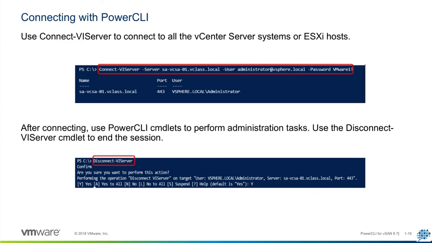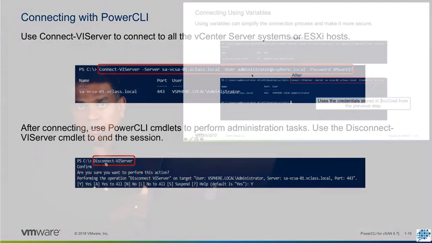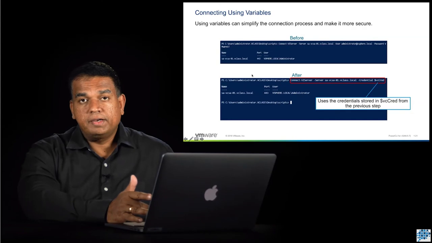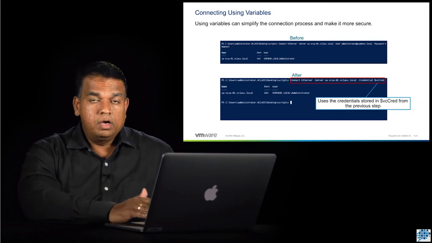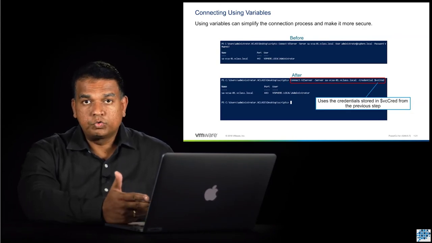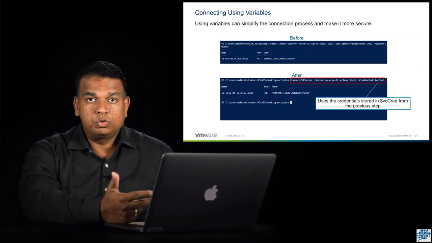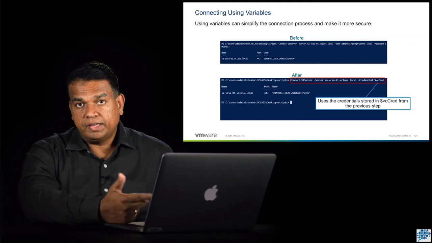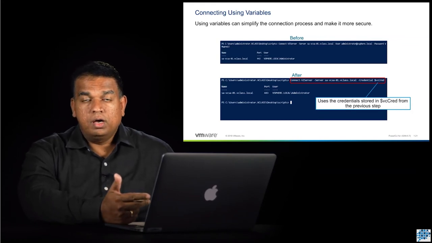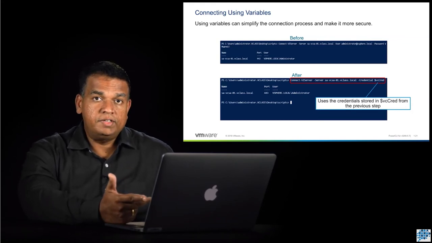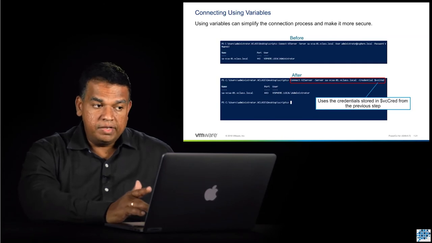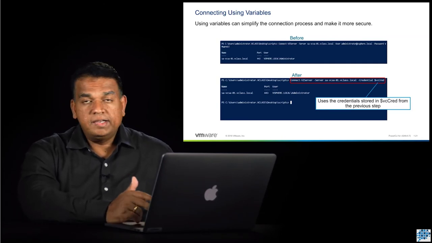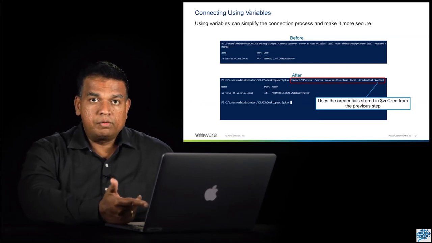without any parameters. The way of connecting we saw earlier is not very useful if you are writing a script. You don't want to specify the username and password each and every time in a script. Here we can use another feature of PowerCLI called a variable. So what exactly is a variable? A variable is a kind of placeholder which stores a value.